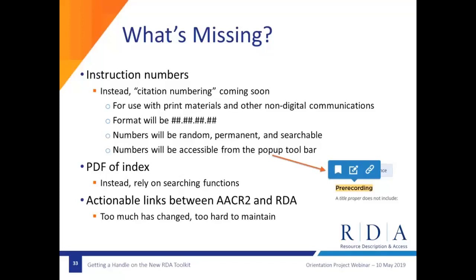Another thing that's missing is a PDF of the index. This is not sustainable with a new toolkit. So you're going to need to rely on searching functions to get to where you need to go. And finally, actionable links between AACR2 and RDA. AACR2 is now up on the beta site, but too much has changed between AACR2, the original toolkit, and the beta site to maintain those links. You will be able to get to AACR2. That may still direct you to where you want to go in RDA, but you're going to need to use more traditional searching methods. There will not be hot links mapping between one and the other.